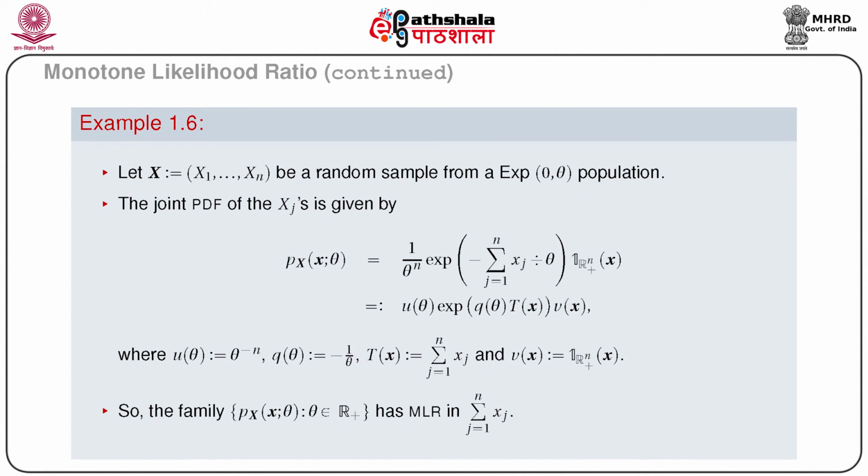We consider another example. Let x1, x2, ..., xn be a random sample from the population with PDF (1/θ)e^(-x/θ). Here P(x,θ) = (1/θ)^n e^(-(1/θ)Σxi). If we set u(θ) = (1/θ)^n, q(θ) = -1/θ, T(x) = Σxi, and v(x) = 1, then we see that P(x,θ) has MLR in Σxi.